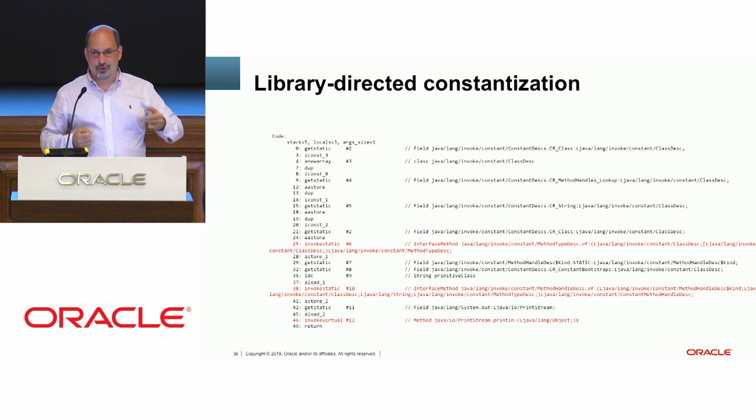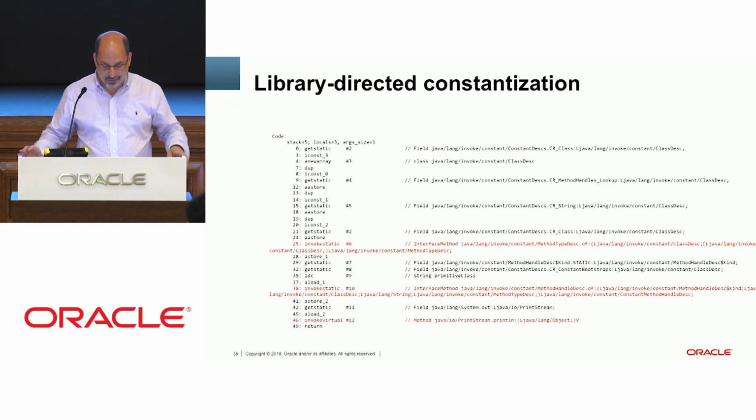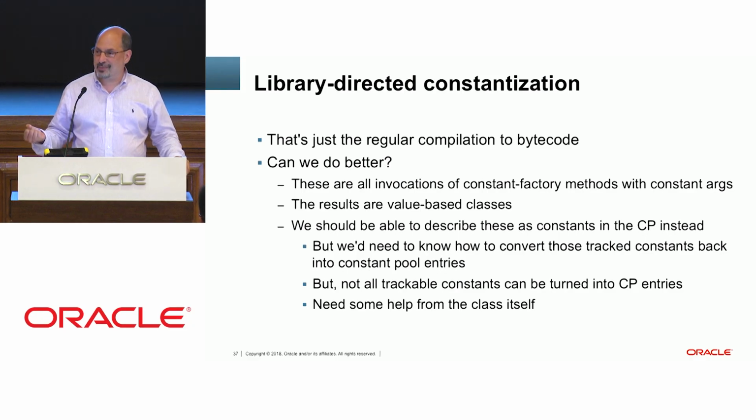So there's a lot of bytecode: call the factory for method type descriptor, call the factory for method handle descriptor, and then pass it to print line. Those are the three red things, and the rest is all just setting up the calls. But we should be able to do better here. These are all invocations of constant factory methods with constant arguments. These descriptors are all value-based classes. These descriptors are all things that can be described in the constant pool. So we would like to just do that. We would like to LDC something and pass that to system out print line.